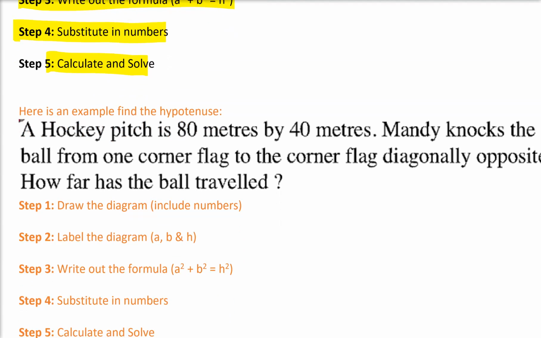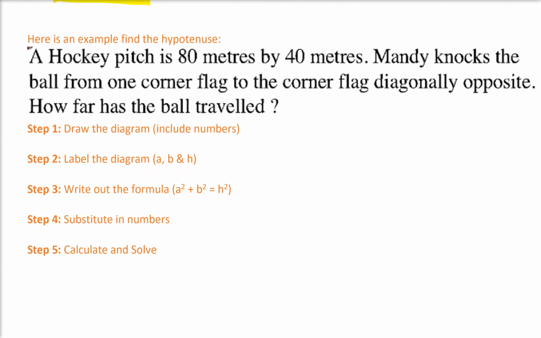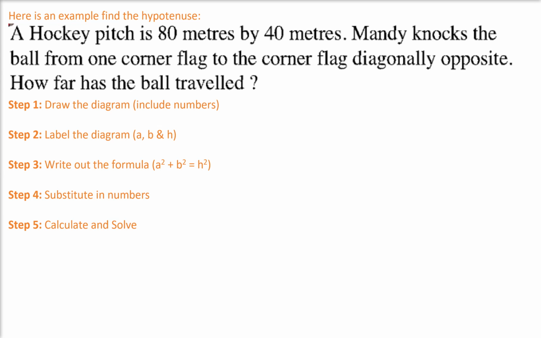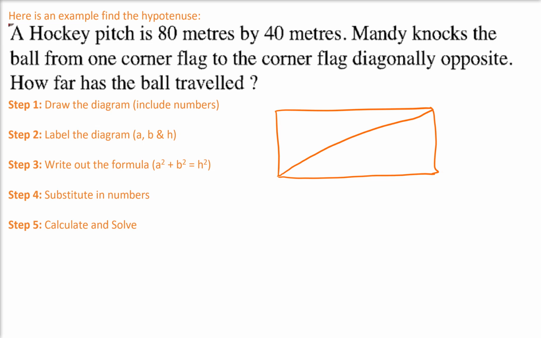So here's an example. This is what I would expect from you to do. The hockey pitch is 80 by 40. Manny knocks the ball from one corner to the other. How far has it travelled? So draw a picture. Here is my picture of the hockey field. Here it is going from one corner to the other corner.